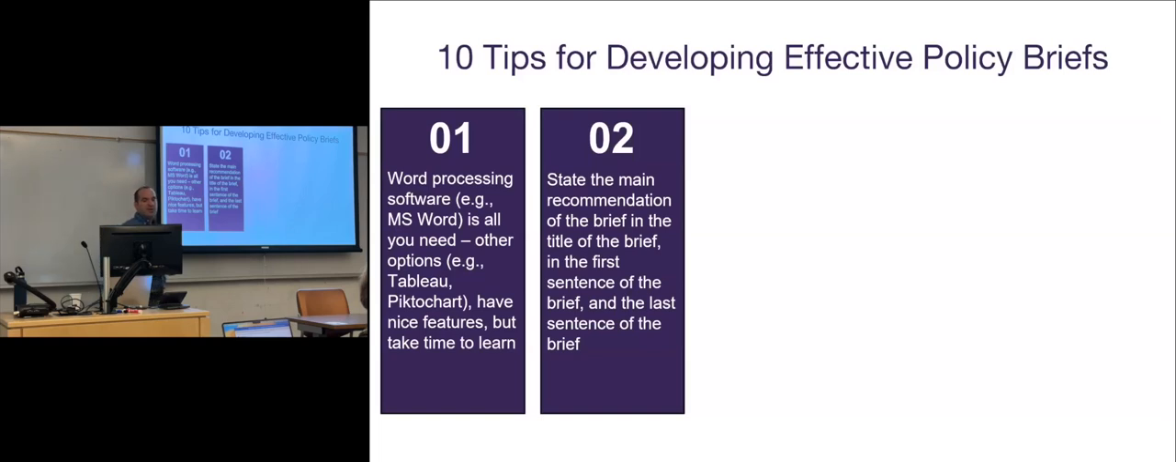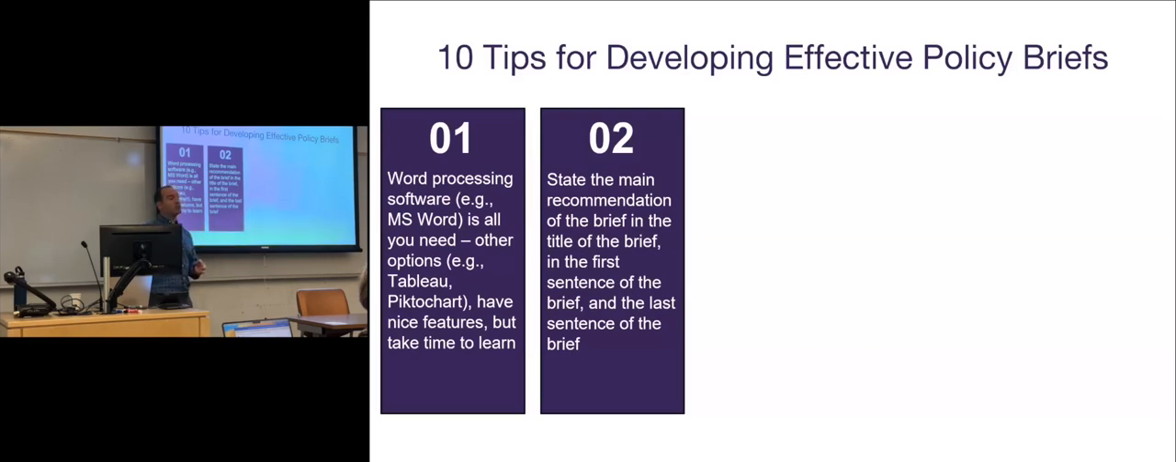State the main recommendation of the brief in the title of the brief, in the first sentence of the brief, and in the last sentence of the brief. So policymakers, they're going to want to know if you have credibility, right? If they're going to believe what you have to say, their first question is going to be, so what do you want me to do? So what is your ask, right?